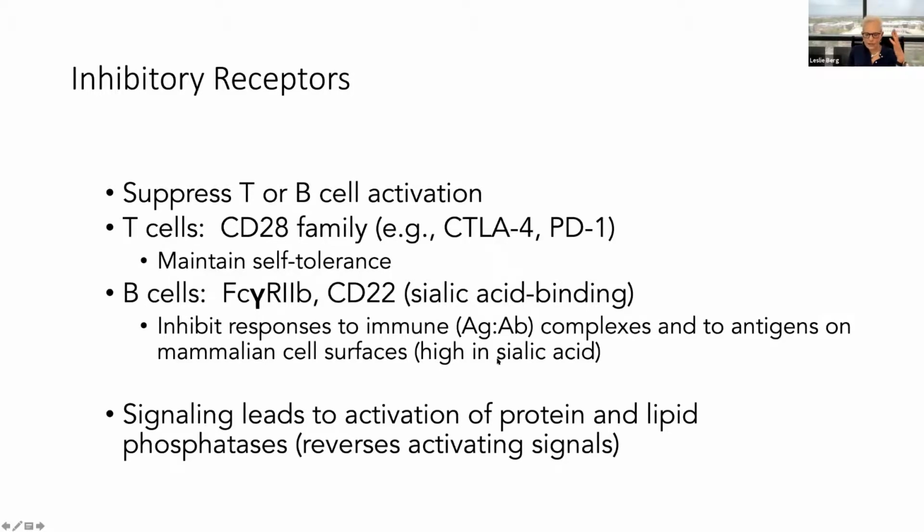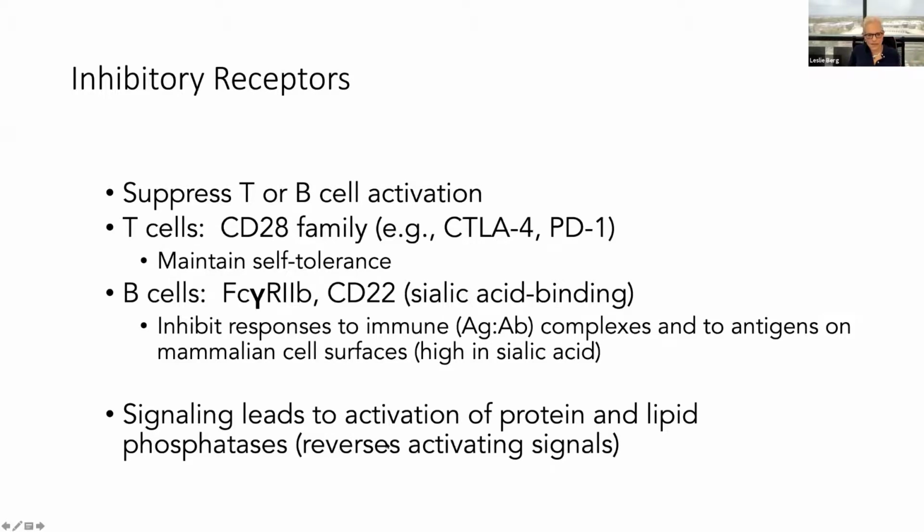Sialic acid, of course, is at high levels on most mammalian cells. So this is a way of your B cells kind of saying, no, maybe this is not a pathogen. Maybe this is actually just a weird human cell, and I don't really want to make an antibody to that. So this sialic acid binding receptor is also important in shutting off B cells.